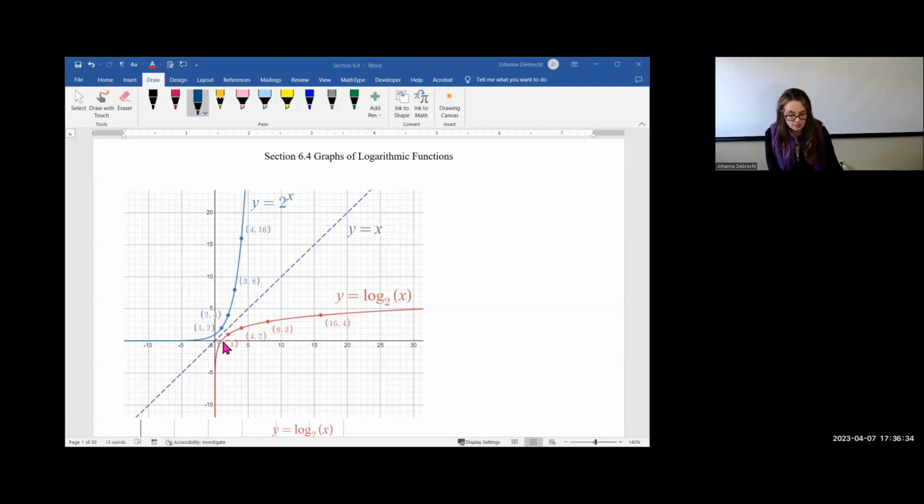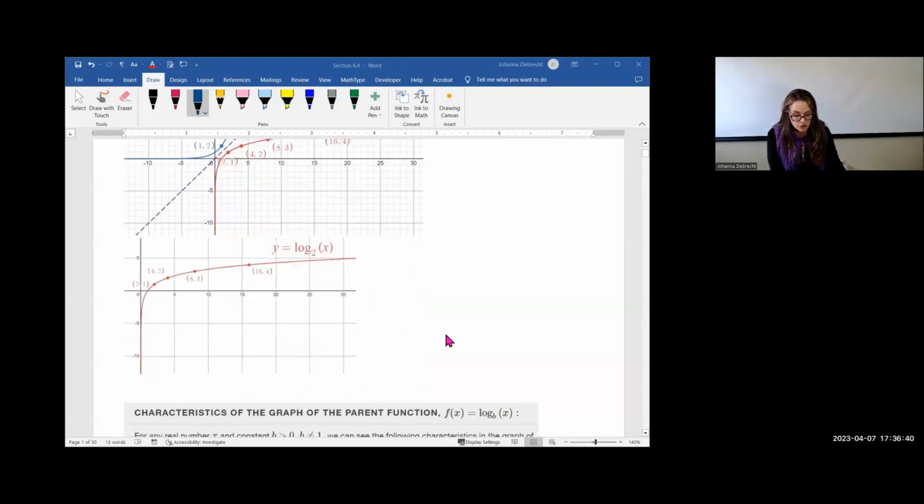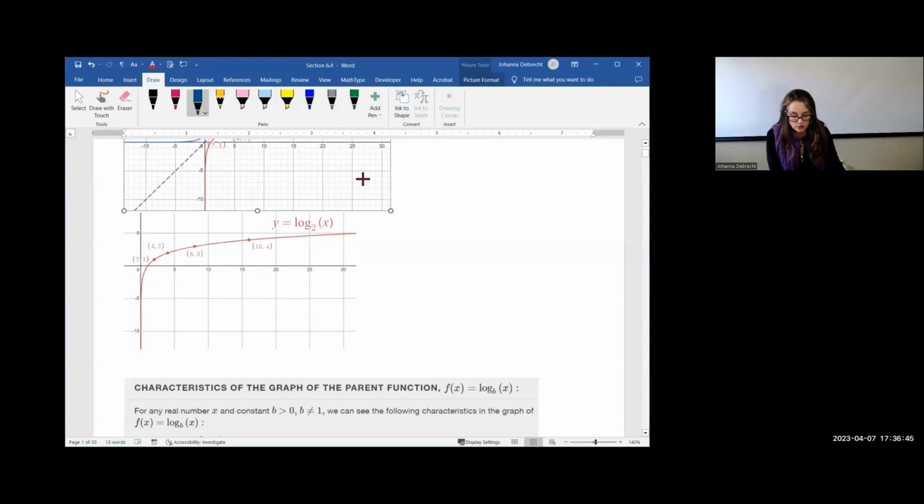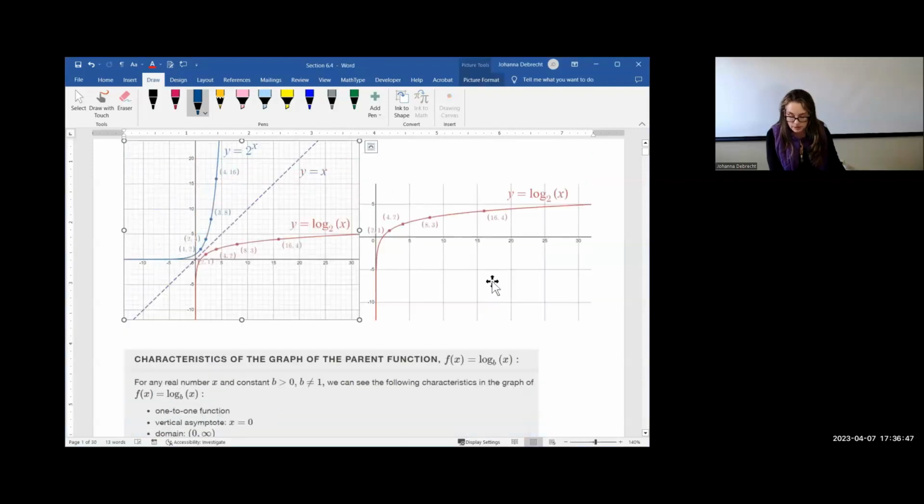It's not marked in this picture. So this is the one that we want to focus on today, which is the logarithm function. So I've reproduced it for you here so that we can look at it a little bit more closely. So let me blow it up a little bit.